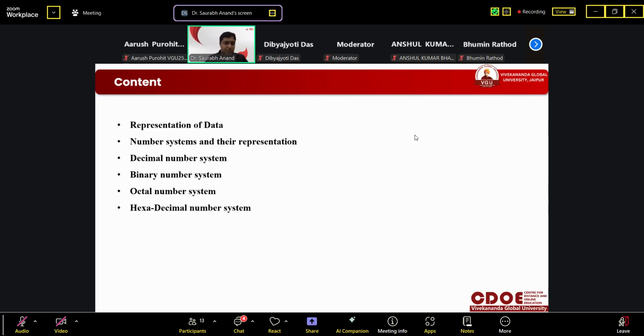These are the topics that we are going to cover today. So we will understand how to represent any data, what are the various number systems and their representation, how can we represent all these numbers. So we have four types of numbers: decimal, binary, octal and hexadecimal. We will understand all these number systems individually, and in the next session we will understand the conversion, how can we convert these numbers, right? Means decimal to binary, binary to octal, right? So we will understand all these conversions in the next session.